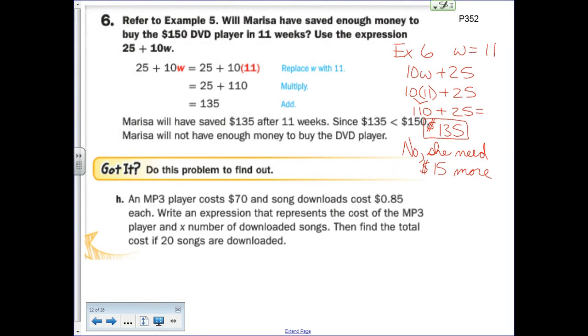All right. Now that you are done with the video and copying down all the examples, you need to go ahead and complete the letter problems on page 350 through 352.